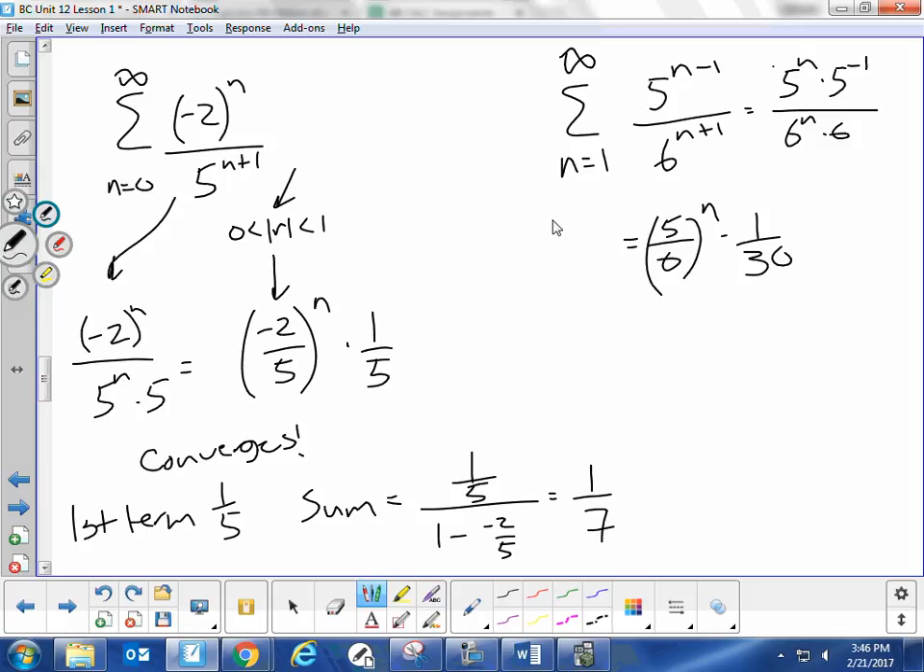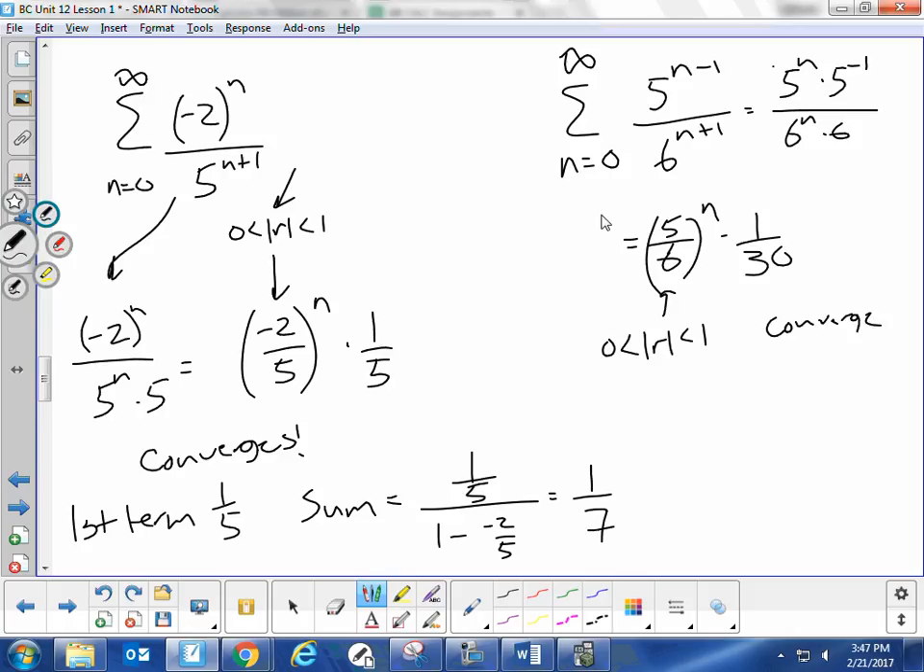The other one's not nice. If I changed it to 0, it'd be okay. I rewrite it as 5 to the n times 5 to the negative first over 6 to the n times 6. I now can rewrite it as 5 over 6 to the n times 1 over 30. This is between 0 and 1, the absolute value of it. So I know that we are going to converge.